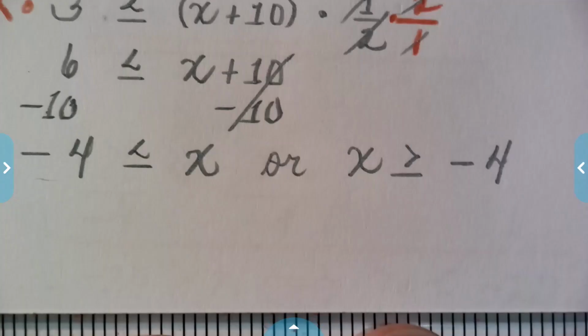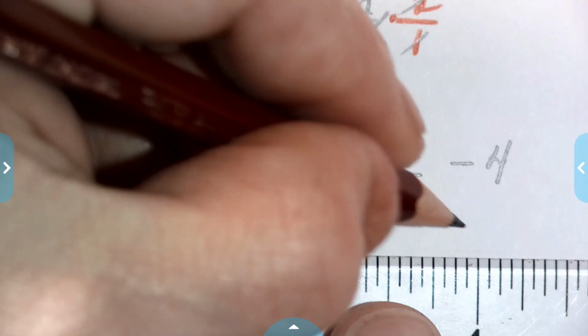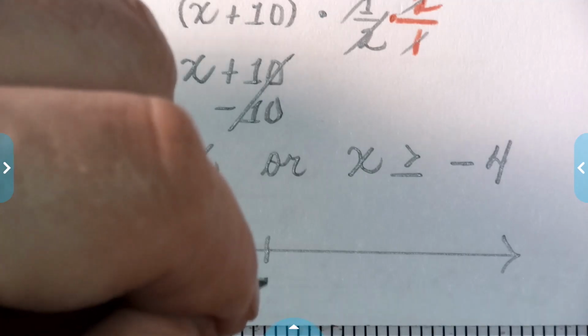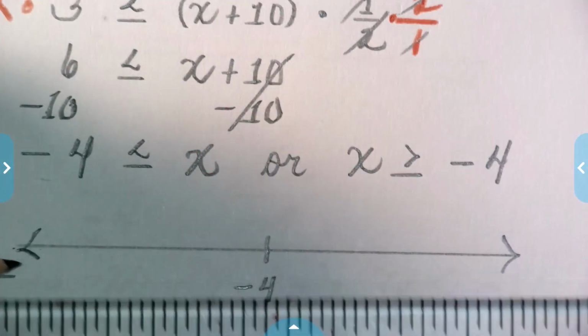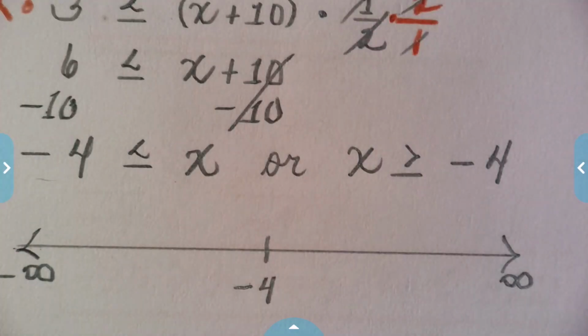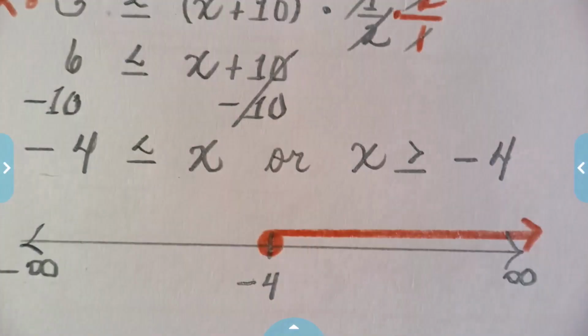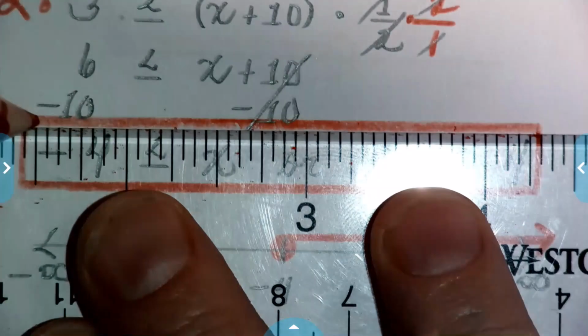Again, very simple number line. It's going to be a filled-in circle headed off to the right. And we'll just put negative 4 here. And I can put negative infinity over here and positive infinity over here. And what I need is a filled-in circle and head it off to the right. Okay, to show that greater than. Okay, so let's box up this answer. And we're ready to move on to number 7.